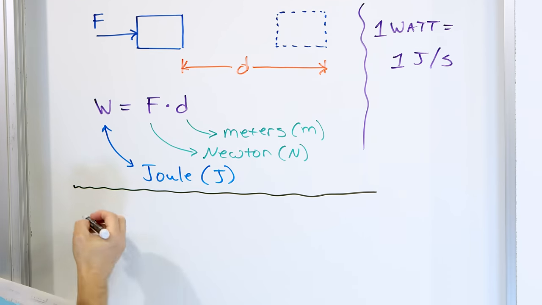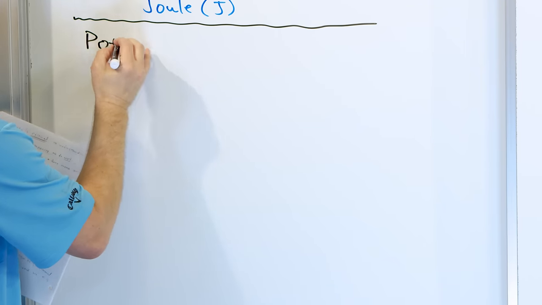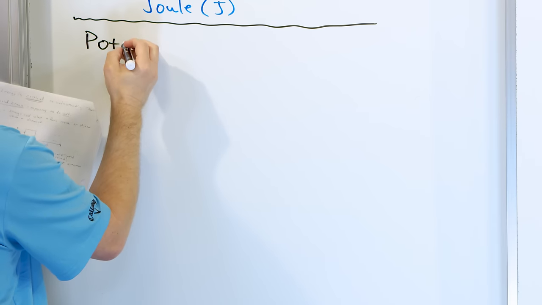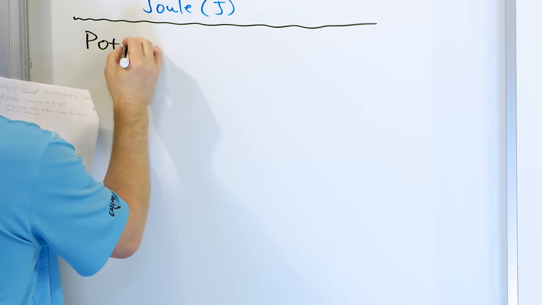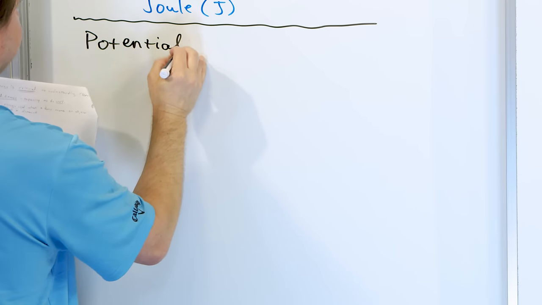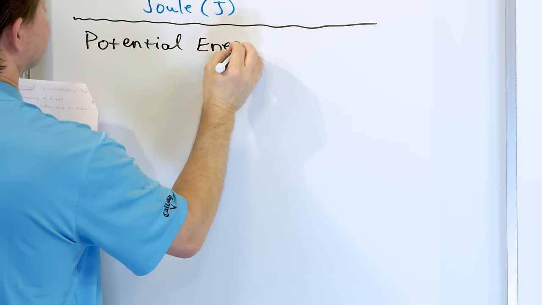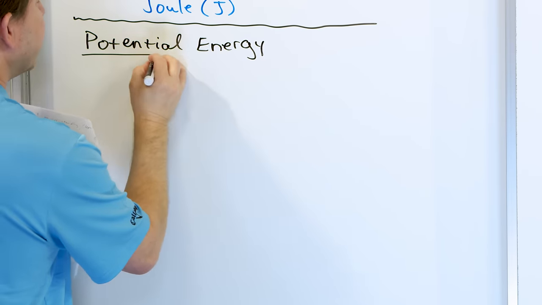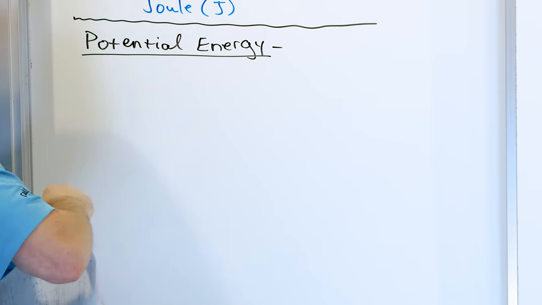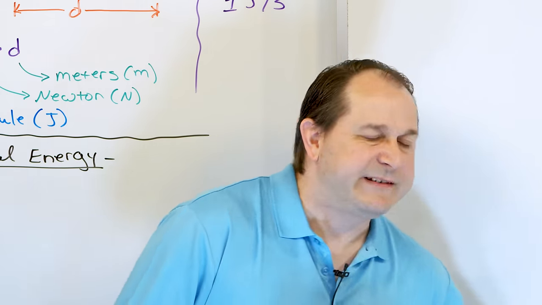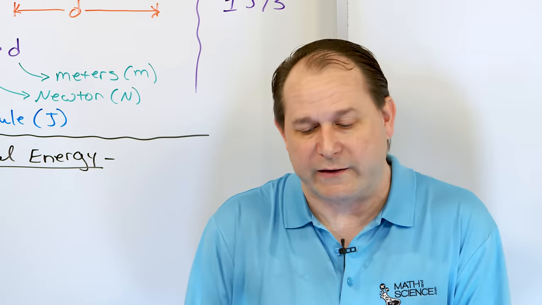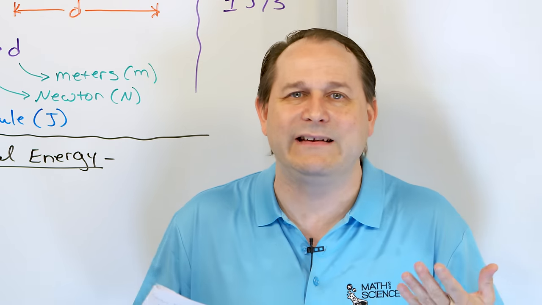Now we need to cover the concept of potential energy, which we talked about, but we're going to talk a little more about it now. So, potential energy. We already gave kind of an intro here, and the intro was essentially that potential energy is the potential to do work. That's literally the definition, the capacity to do work.